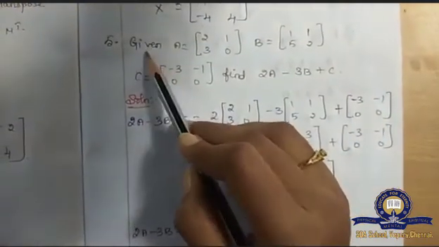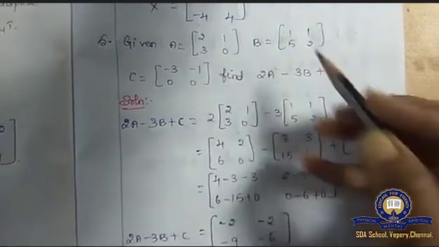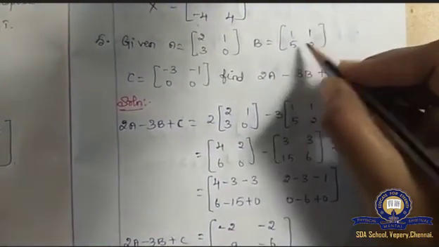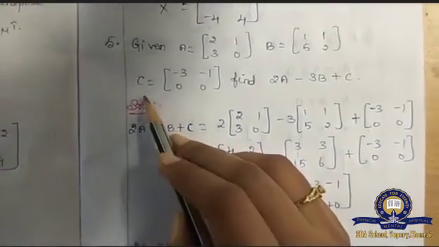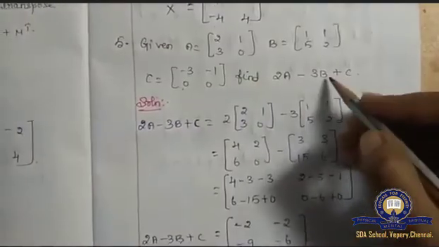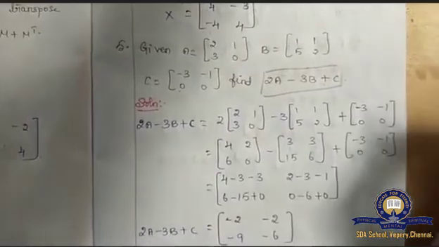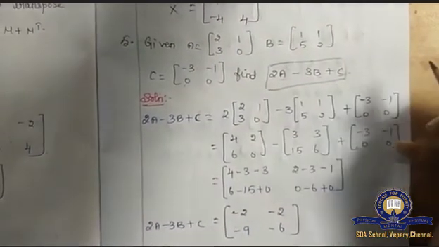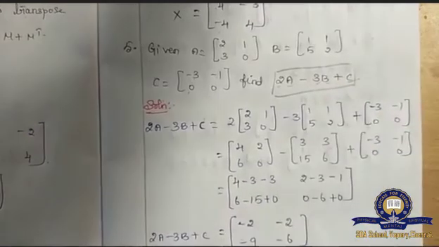Let's move on to the last problem. Given A is equal to 2, 1, 3 and 0, and B is 1, 1, 5 and 2. Here we have 3 matrices. Okay, C is minus 3, minus 1, 0 and 0. Here we want to find 2A minus 3B plus C. Okay, we know A, B, C are matrices. Then what do I mean by 2 and 3? These are all the constants.